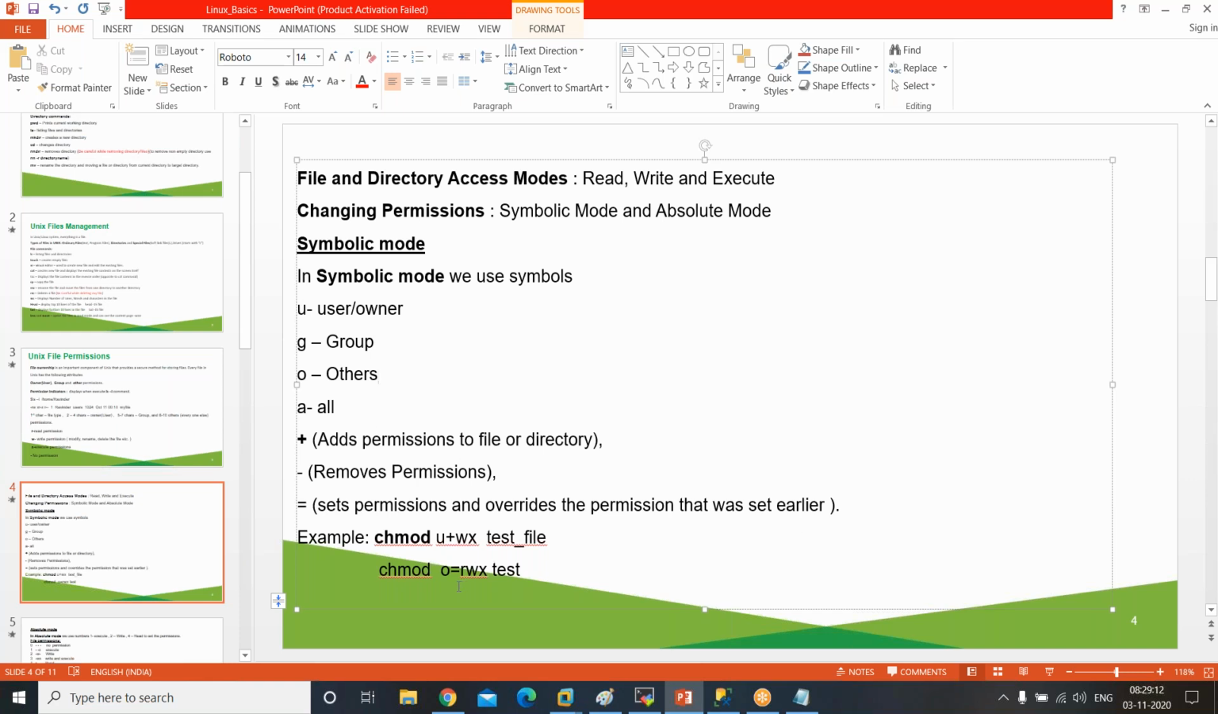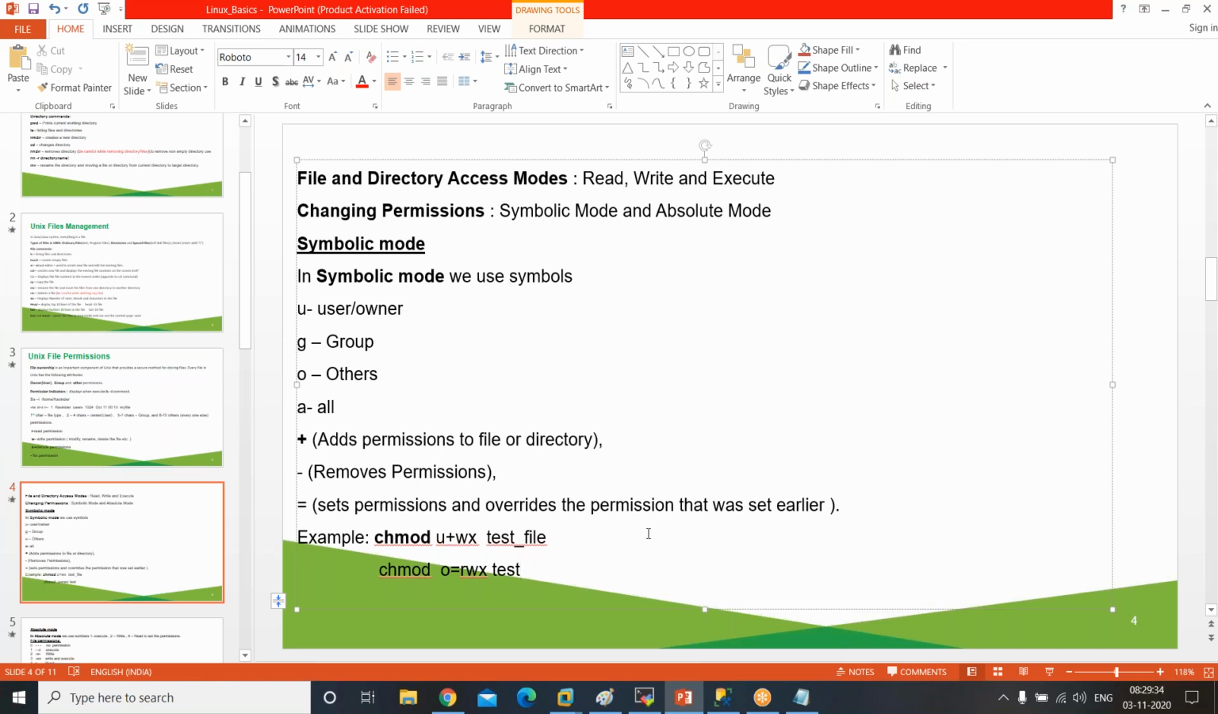So see here, chmod on the test file. Others are getting read, write, execute here, equivalent to this one. Don't worry, again, you get confused with this mode. It is also assigning permissions. Adding the permissions, equal to, others are getting read, write, execute basically.